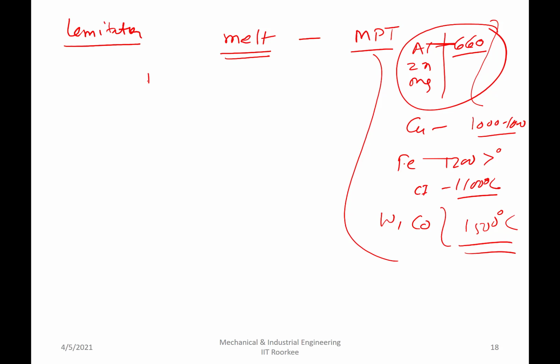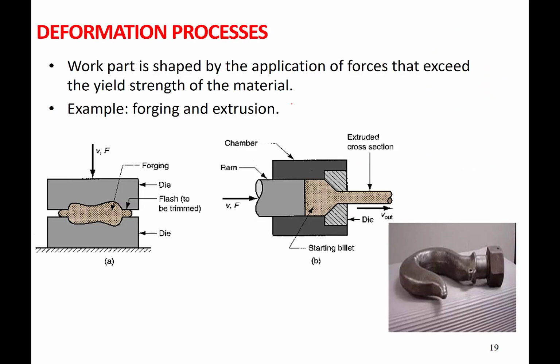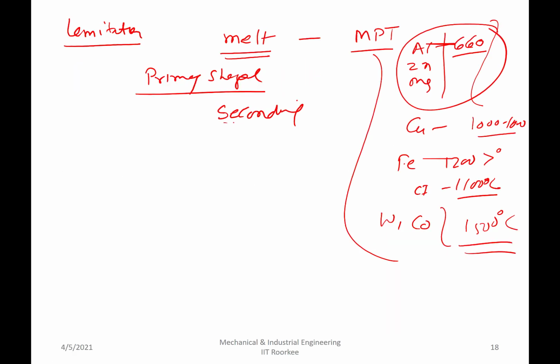Second, we get the primary shape only using the casting route. So to get the desired size, shape and finish, the cast products require secondary processing. Whenever the number of steps and procedures increases, there will be an increase in the cost of manufacturing and the cost of the product, because man, material, machine, everything will be needed to perform the secondary processing. So basically this needs secondary processing.